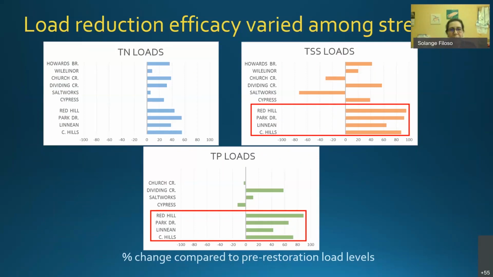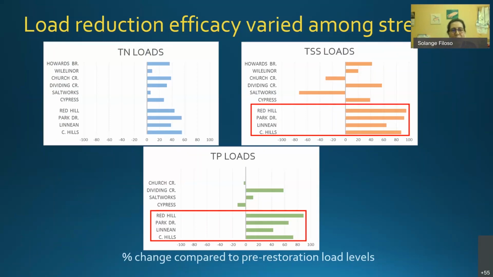And you see the same thing with regard to loads of total suspended solids, TSS, with the orange bars. There was more variability, and the bars that go to the left indicate that there was no retention, actually. So there was actually export, and the same with the TP, the total phosphorus loads.